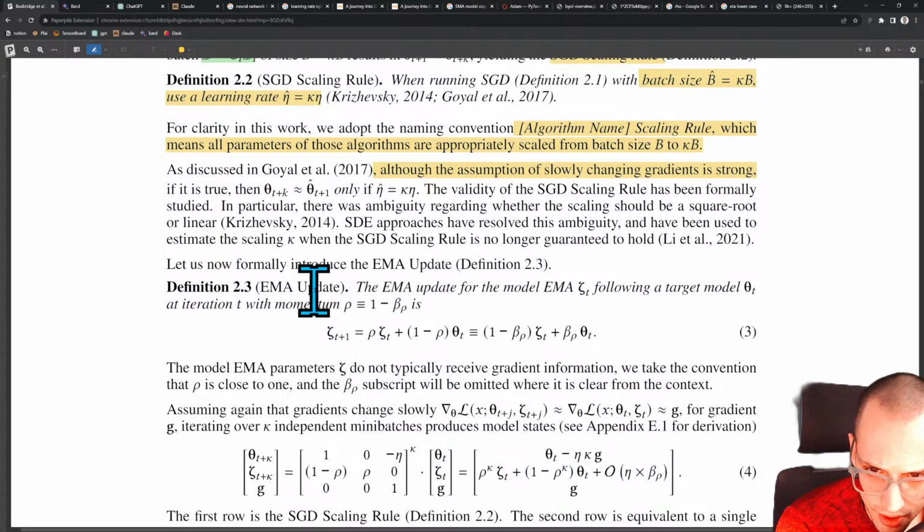Okay. The EMA update for the model EMA, is this capital Eta?